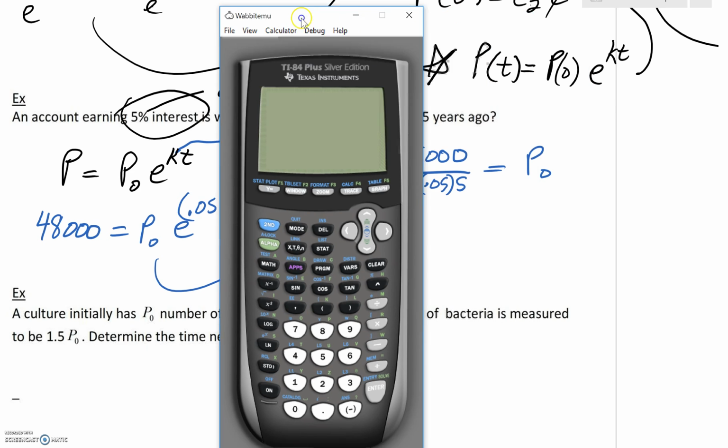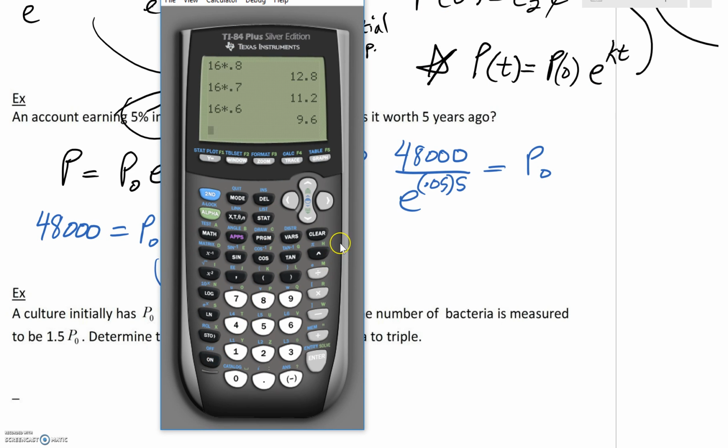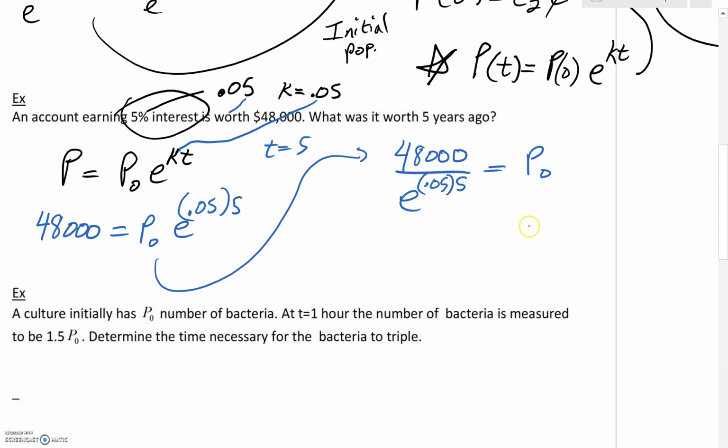But look, you don't even need to use your 89. I know sometimes kids are quite happy to go ahead and use their 84s. I think we're so much used to them. So we have 48,000 down below. I'm going to make e show up, hit second e, and we'll say 0.05 times 5. And rest assured, in just a click, you can see going to the nearest penny, we'd have 37,000.